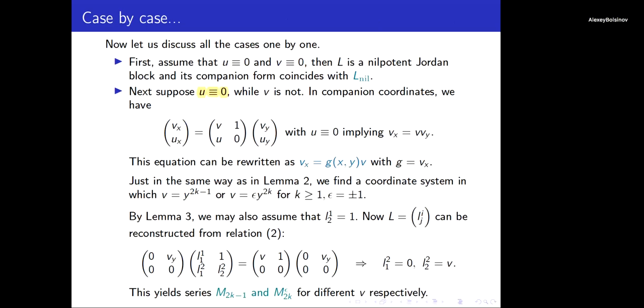Next, I assume that the determinant is identically zero, but V is not identically zero. Then I use companion coordinates. I know that they exist. I know that in companion coordinates my functions satisfy this system of PDEs, and if U is identically zero, then this term disappears, and I see that V satisfies this equation, V_x equals V_y. I will think of the partial derivative of V with respect to Y as just a certain function, g.